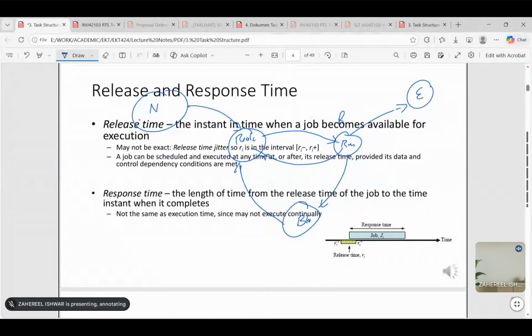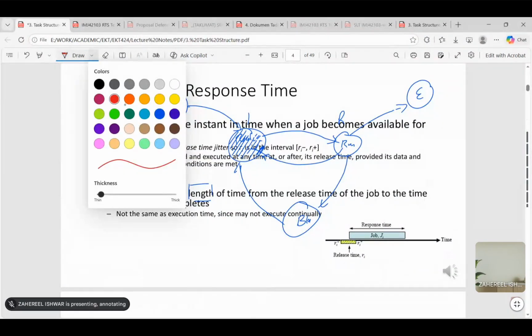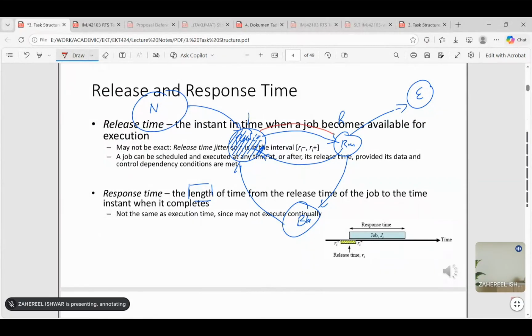All right. So it says release time is the instant time when a job becomes available for execution, which is here. When the jobs are in ready state, means they are ready for execution. They are just waiting for the scheduler to select them to run. Okay. So same case here. What about response time? The amount of time from the release time of the job to the time instant when it runs. Okay, when it runs, it gets selected here.